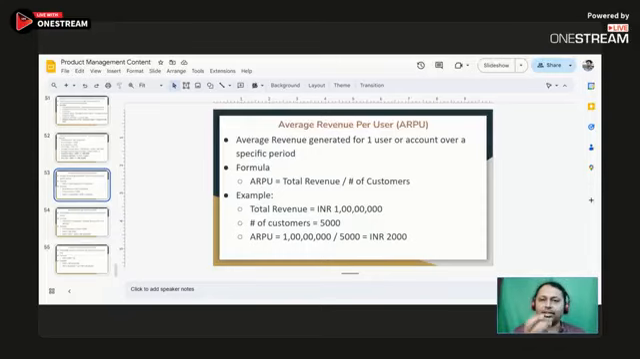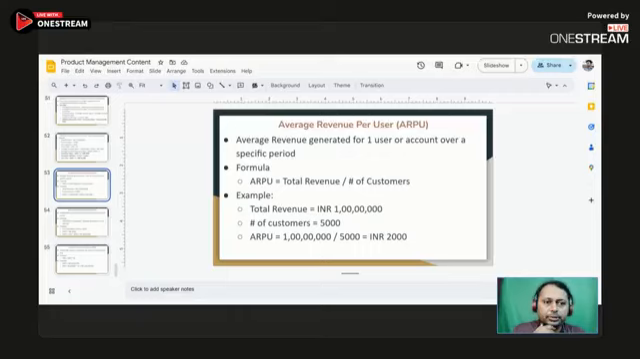So average revenue per user is about the average revenue generated for one user or one user account over a specific period. So that is the ARPU. How much revenue is being generated for one particular account or one particular user? That is what ARPU is about, right? So it's mostly about the revenue generated over a 6 month period or 1 year period.